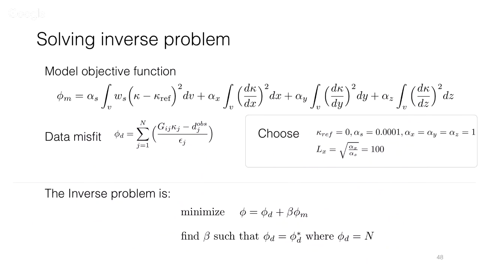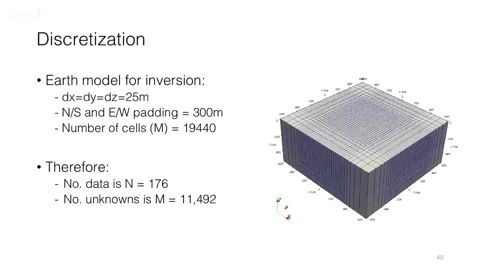Okay. So now here's our inverse problem. We're going to set that up to minimize this function, and we're going to generate a 3D cube. This is a very small cube, 11,000 cells. And we're just going to find values of susceptibility for each of these that generates the data. And we only have 76.